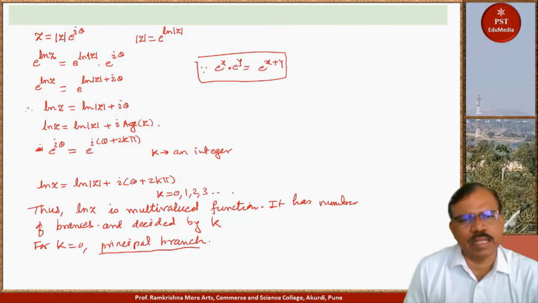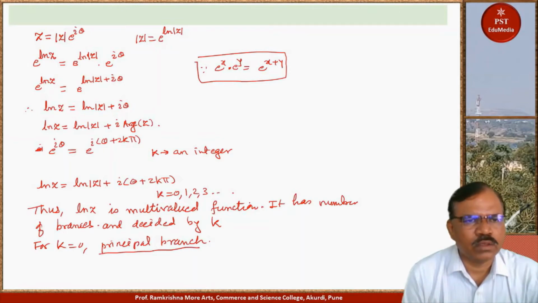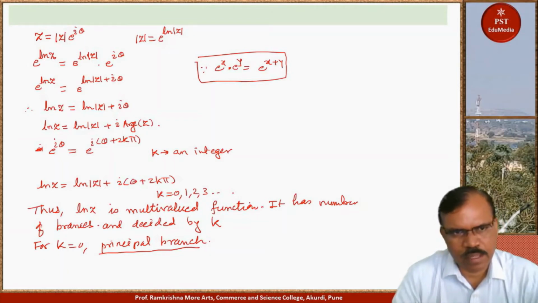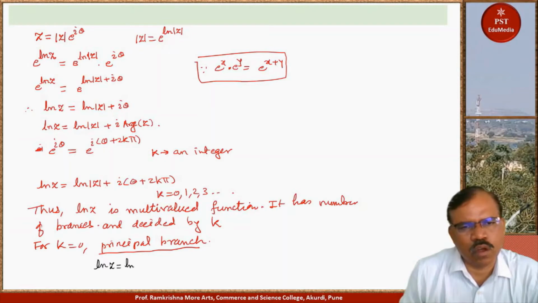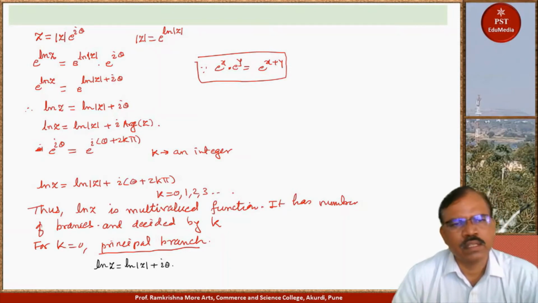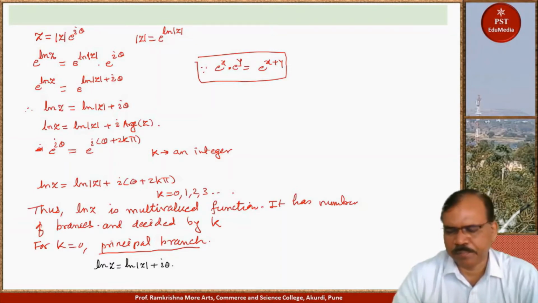So here we get the principal branch. That is the principal value of log z. And that principal value is what? Log z is equal to log of modulus z plus i theta. So this is about the logarithm of a complex number.